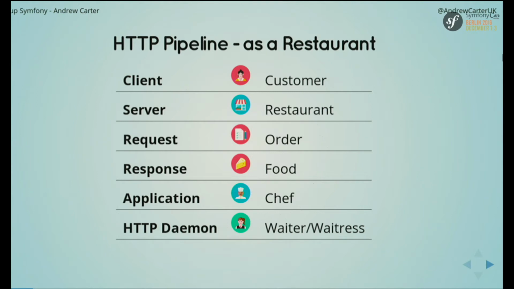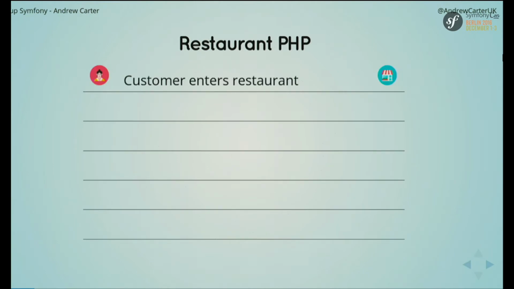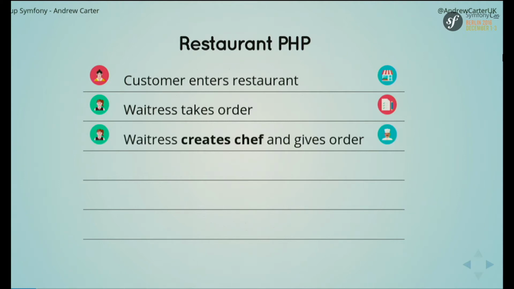That is the first part of our analogy. So now we're all thinking in terms of HTTP as a restaurant. Let's imagine restaurant PHP. This starts off pretty simple. The customer enters the restaurant. Everything's pretty normal here. The waitress takes the order from the customer. We're still within the confines of normality. The waitress creates the chef and gives the order to the chef.